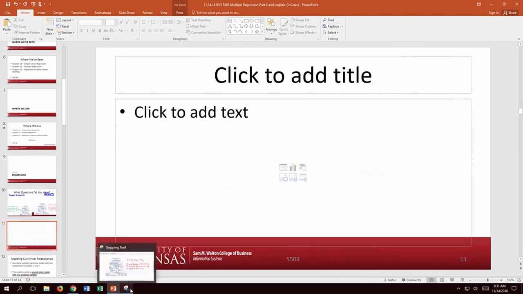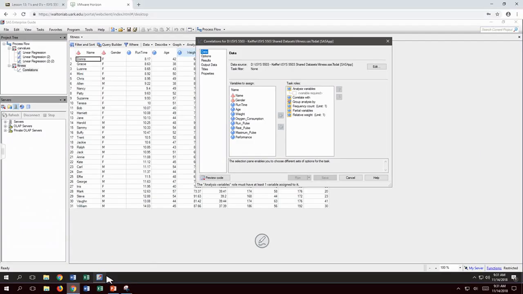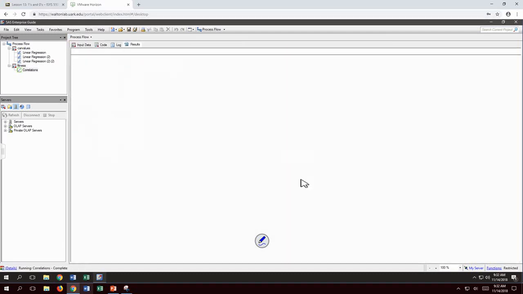Multicollinearity. Just the independent. So if I'm doing multivariate analysis, I can find the correlation. My analysis variables are just going to be runtime, age, weight, basically everything from runtime all the way to performance, except the oxygen consumption, because I don't have to worry about it. So I'm going to drag all of these over as the analysis variables. This is one option for checking multicollinearity. Run this analysis, create the correlations.